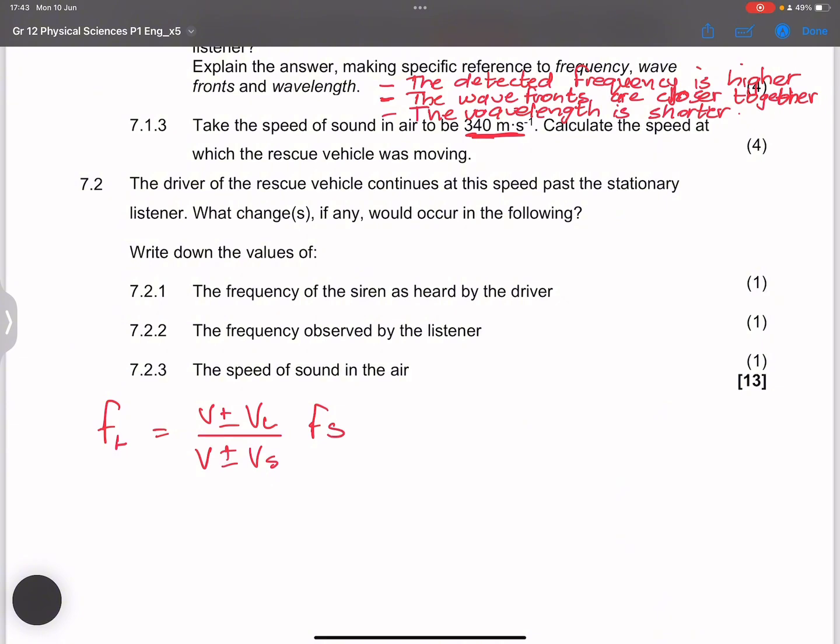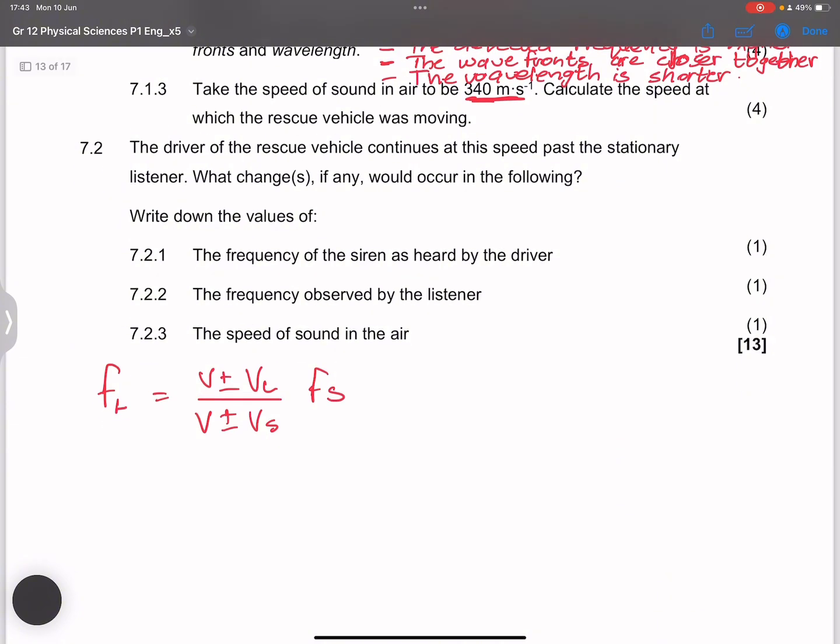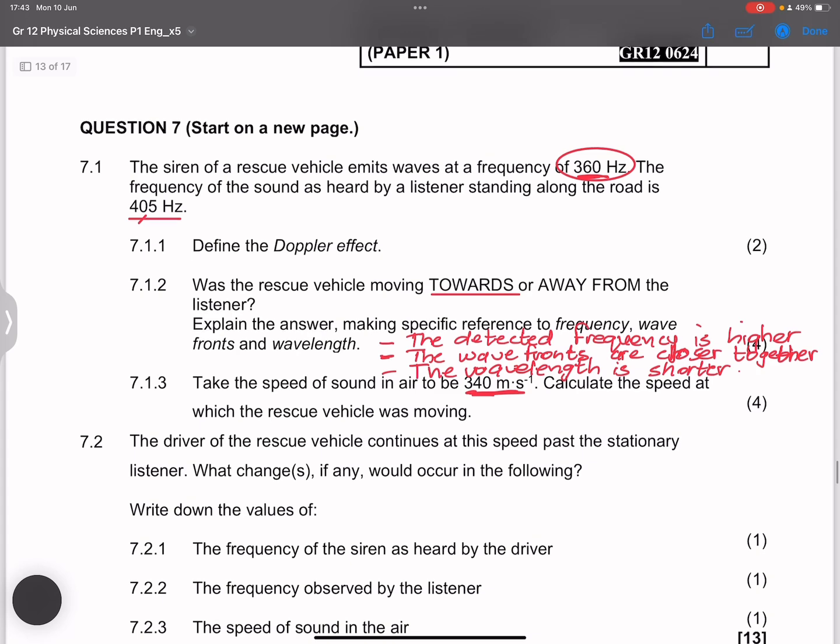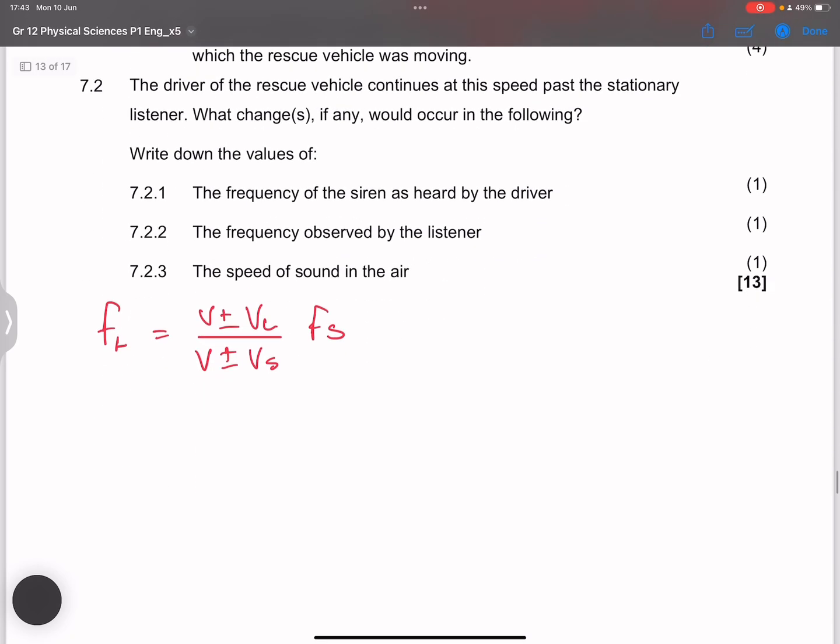So notice in this case, we know that our listener, rather, was stationary. So that tells us that vL is going to be 0. So we've got v divided by v and vS. And for those of you that have seen me do this section in the easiest way possible, you know that we want a higher detected frequency, so this needs to be an improper fraction. So that has to be minus, times fS.